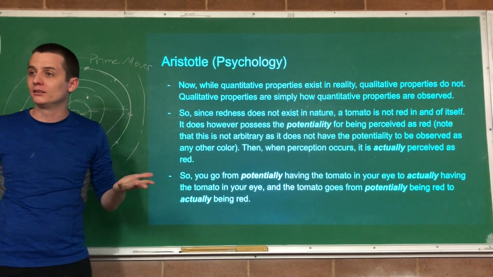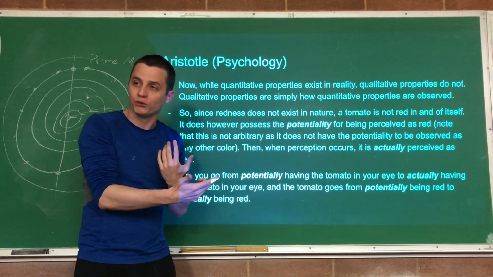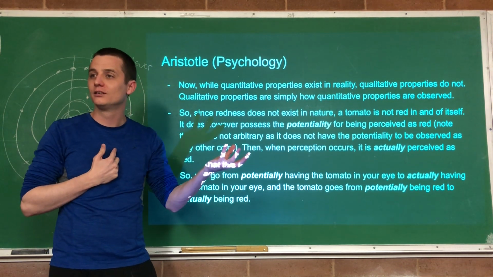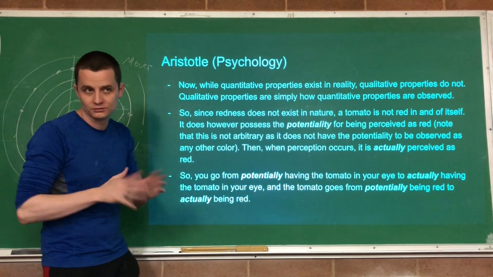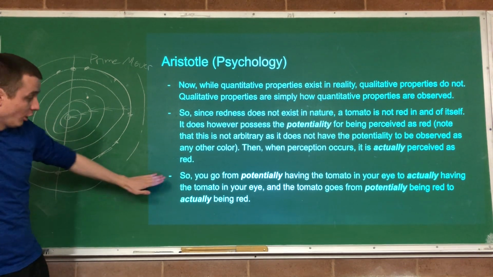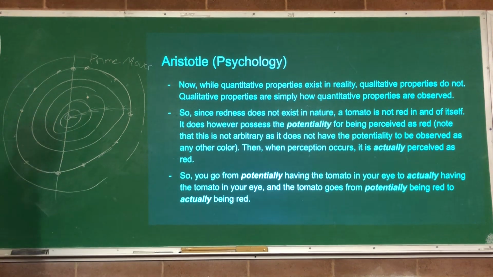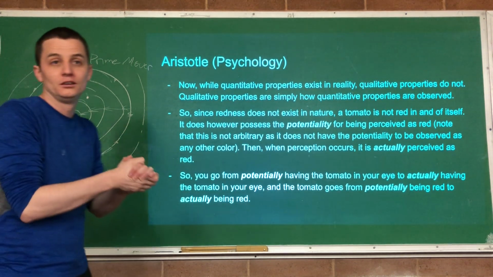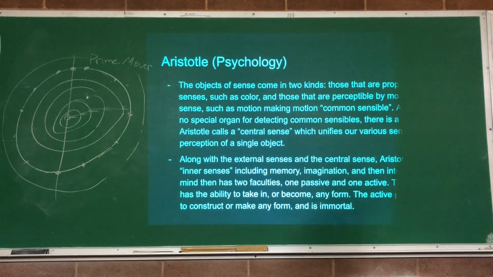Right, but that's what we always mean by color. When we say that object is red, that's loose speech for the way that I perceive light bouncing off that object is red to me. That's what we mean by that object is red. Okay. So that's what it always means when we call something a color, which is what we were trying to point out before. So you go from potentially having the tomato in your eye to actually having the tomato in your eye, and the tomato goes from potentially being red to actually being red. So there's this dual actualization going on, both in you and in the object being perceived. So it's a weird type of dual change happening here in perception. Okay.